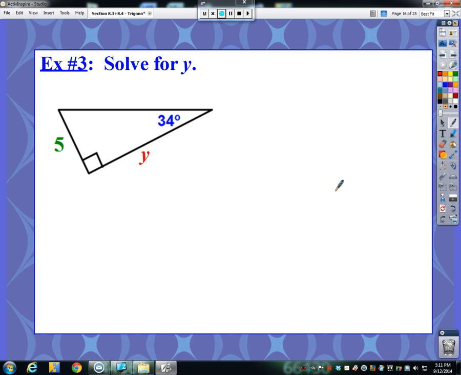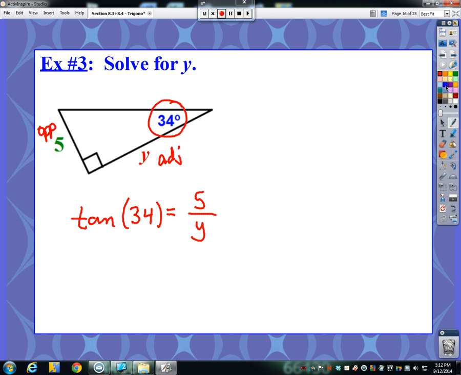Example 3. Let's do this one. So the 34, we know we're going to use 34, but what ratio are we going to use with 34? Sine, cosine, or tangent? So let's label our pieces here. The 5 is the opposite side of the 34-degree angle, and is y the adjacent or the hypotenuse? Well, opposite the 90, this would be the hypotenuse. So that means y is the adjacent. So what are we going to use with opposites and adjacents? Well, that's tangent. Okay, so we're going to use tangent with our 34-degree angle, and it's equal to the opposite side, which was 5, over the adjacent side, which is y.